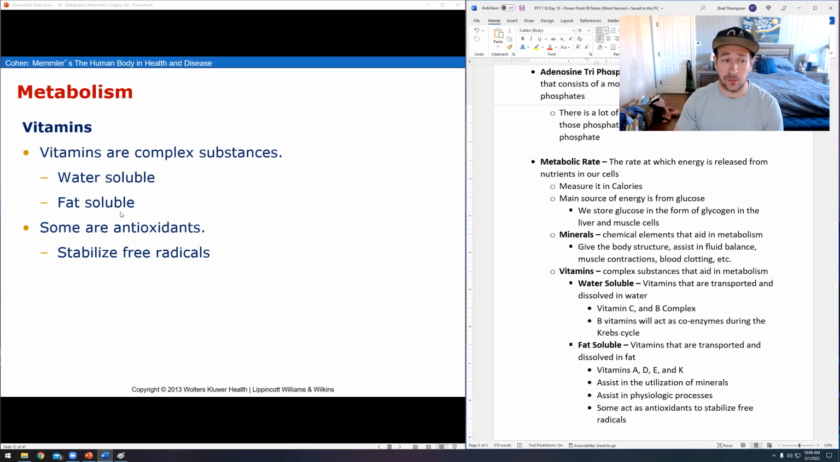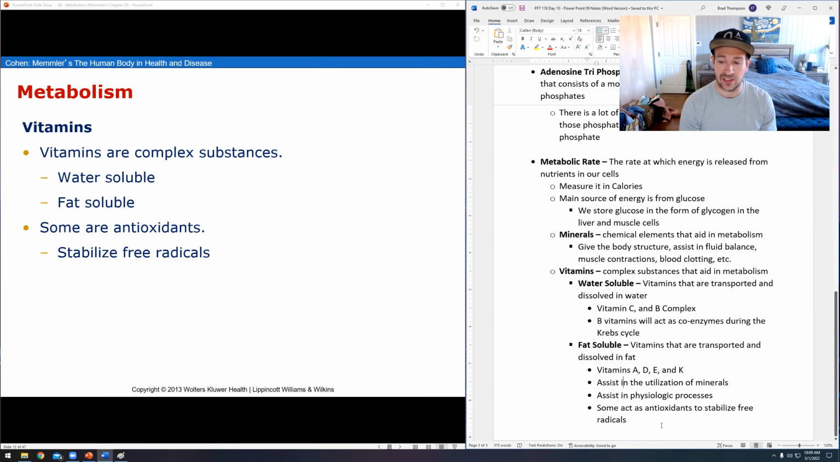And then you've got fat-soluble vitamins. Fat-soluble vitamins are amazing, right? Those are vitamins A, D, E, and K. They dissolve in fat, so you actually need to have fat in your diet to allow those to break up. And they are transported in fat as well. So they get carried around thanks to fat. These usually assist in the utilization of those minerals we talked about earlier. So when your body needs to use calcium, for instance, it'll help do that thanks to vitamin D.